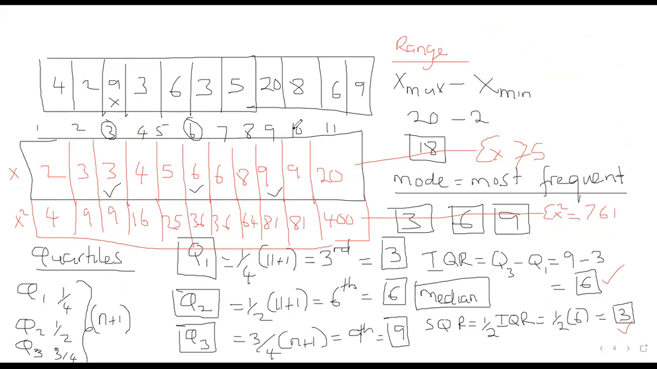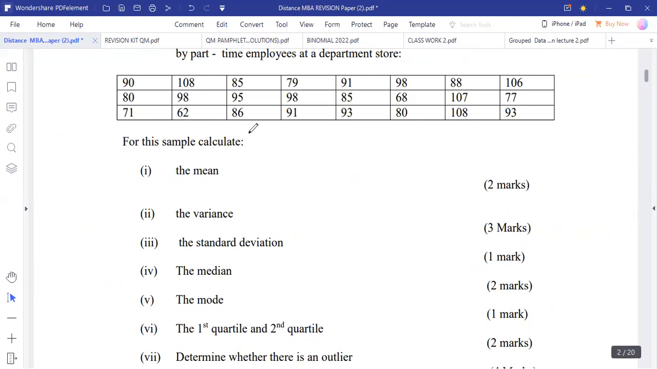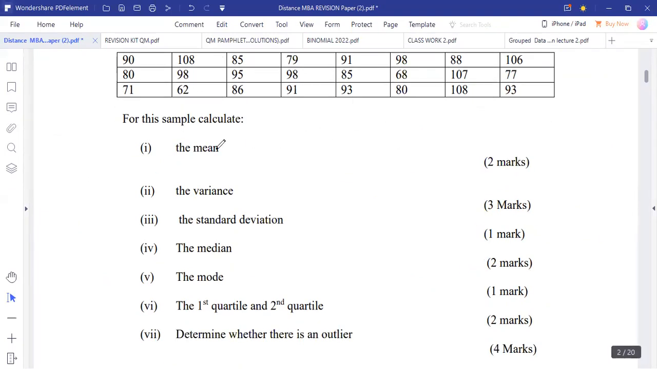So I'll send you homework, which I will need you to answer. Given these values here, you'll be asked to find the mean, 2 marks, the variance, 3 marks, the standard deviation, 1 mark, the median, which is the second quartile, the mode, the first and the second quartile, and find whether there's an outlier. From what we've discussed, this is very doable. Unless there's any part that you did not understand.